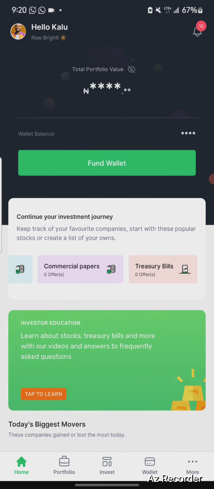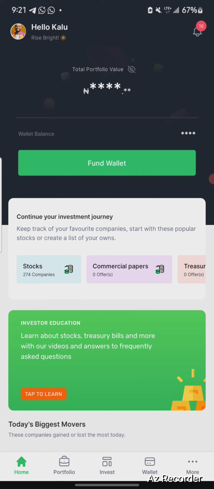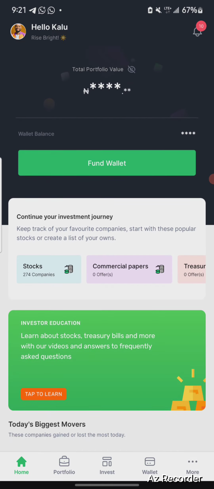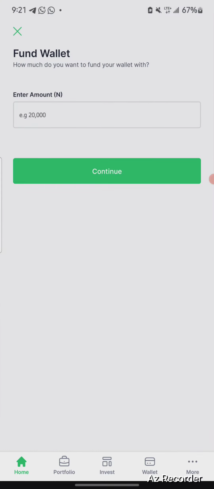From here, for you to start investing, you need to first of all click on your fund wallet. You need to fund your wallet to start investing in the stock market. You can see stocks, commercial paper, treasury bills, whichever one you want to invest in, you go ahead and invest. But first of all, you need to fund your wallet. You can see fund wallet here. You click on fund wallet.